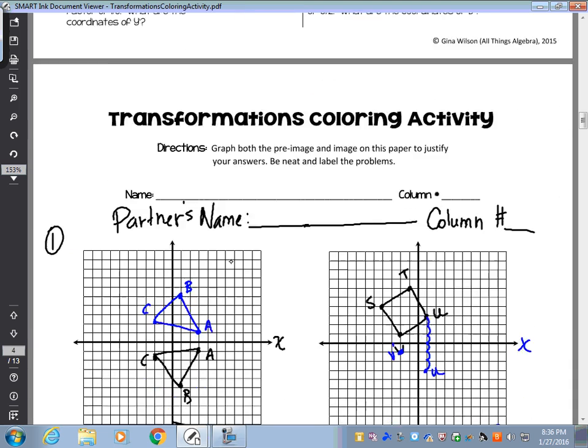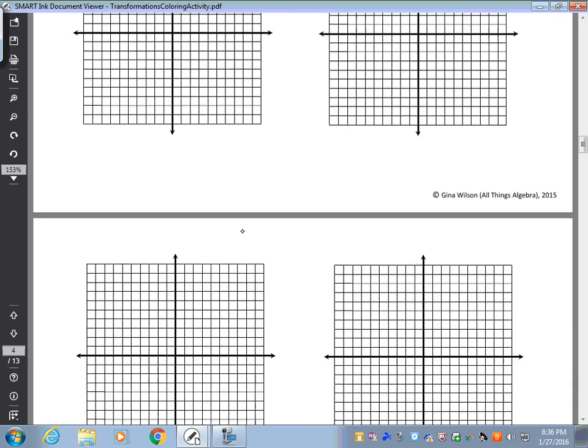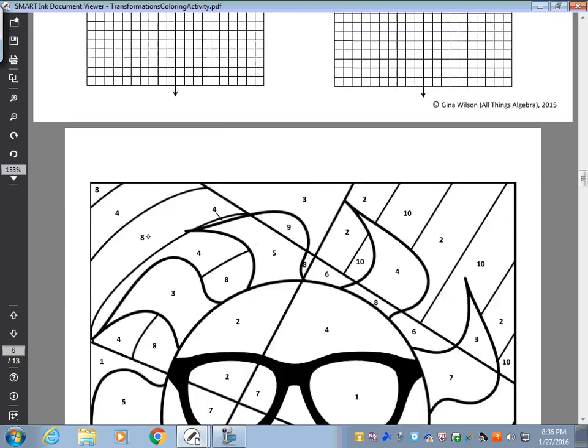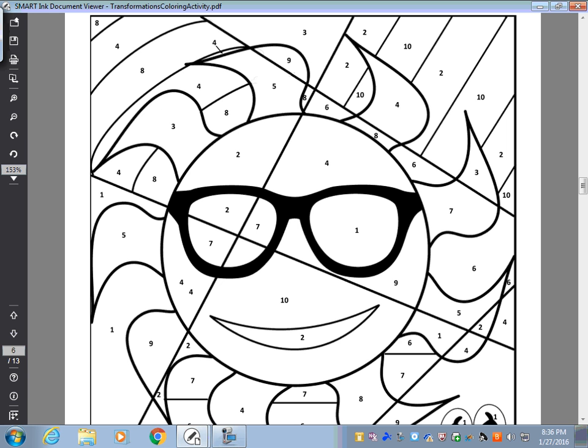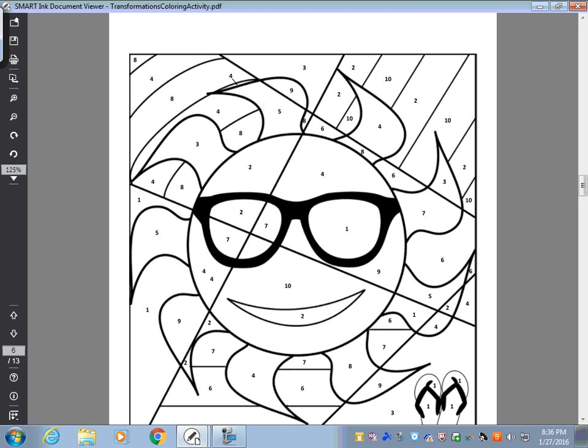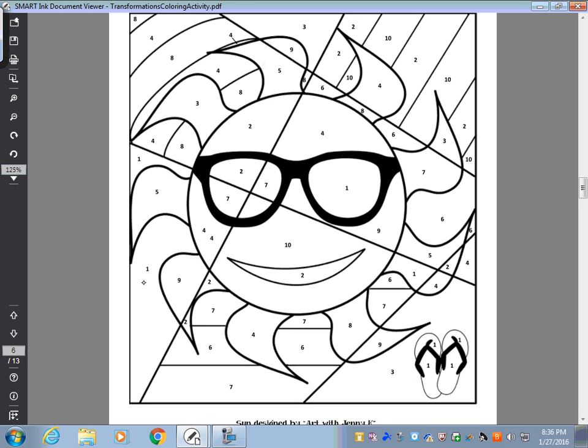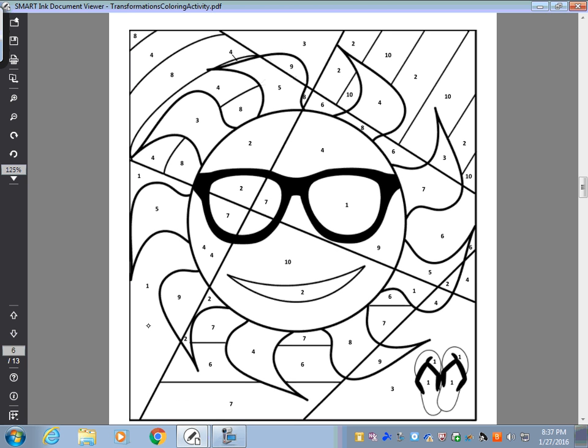And you have attached to the back of your instructions, here's your graph, let me move up, a little sun. That's part of your coloring activity. So where I see the number 6 in that space, I would end up coloring it blue. So if you don't get to the coloring, that's okay. You complete the problem.